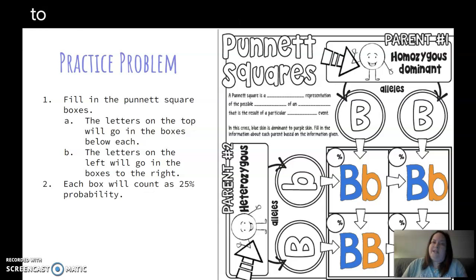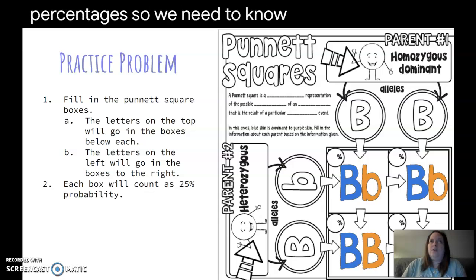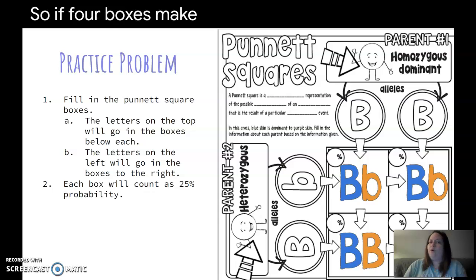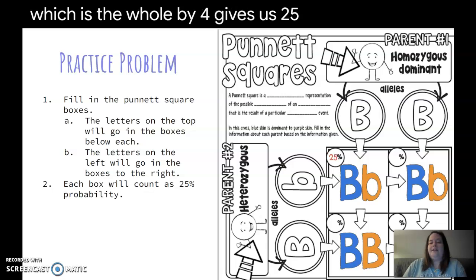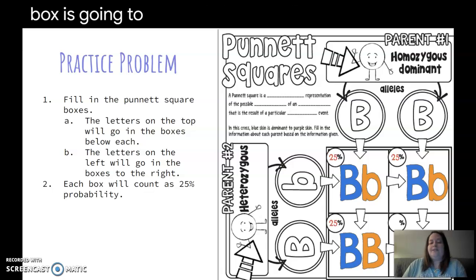We're going to be talking percentages. So we need to know what percentages each box represents. So if 4 boxes make the whole, then dividing 100%, which is the whole, by 4 gives us 25%. So each box is going to represent 25%.